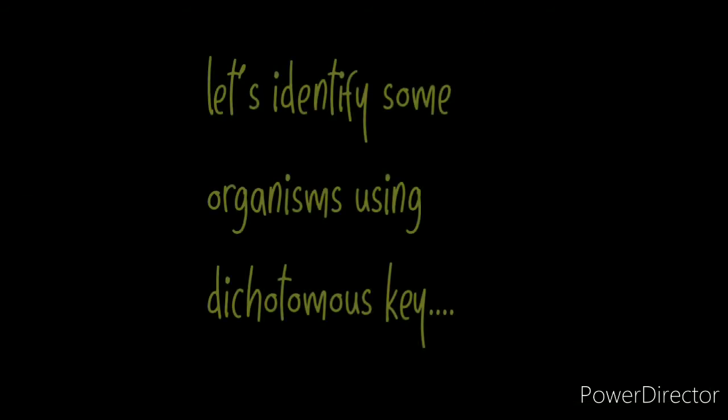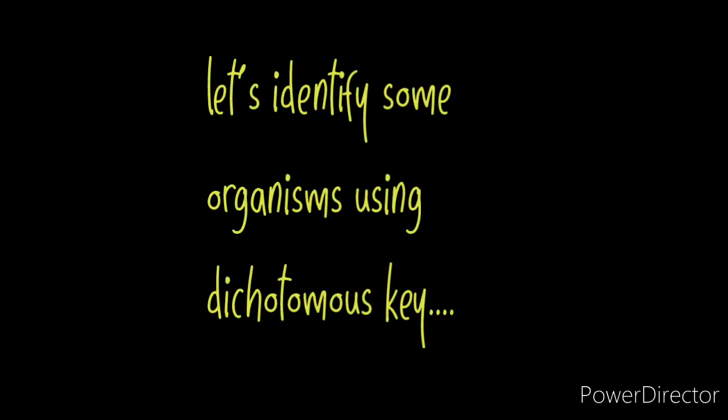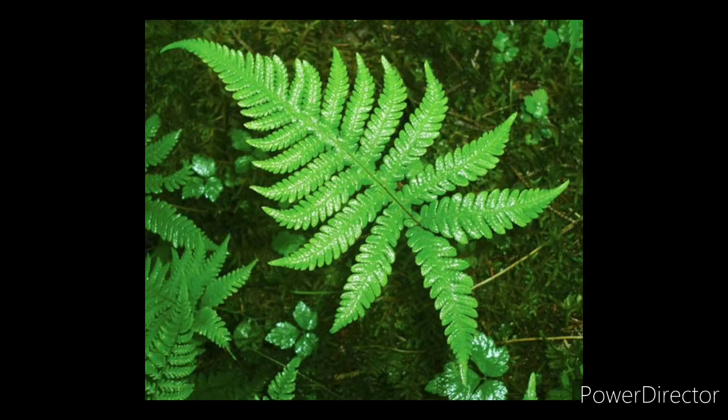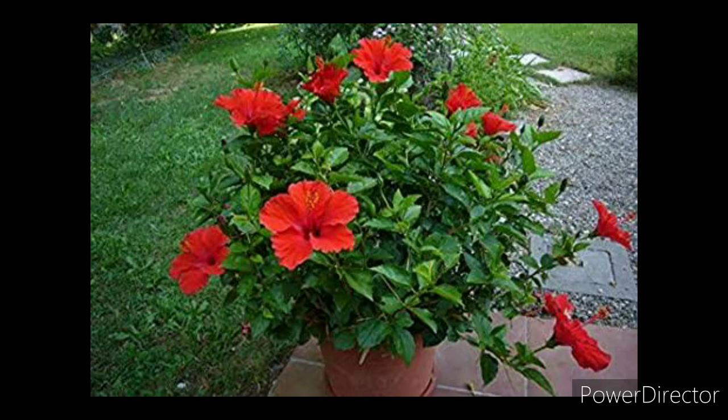Now let's identify some organisms using the dichotomous key. Here I will provide pictures of some organisms and later on a dichotomous key. You have to identify them. The first organism given here is a fern. Go around your house, you can see this plant. Study the characteristics, and based on the dichotomous key I have given, please identify the organism.